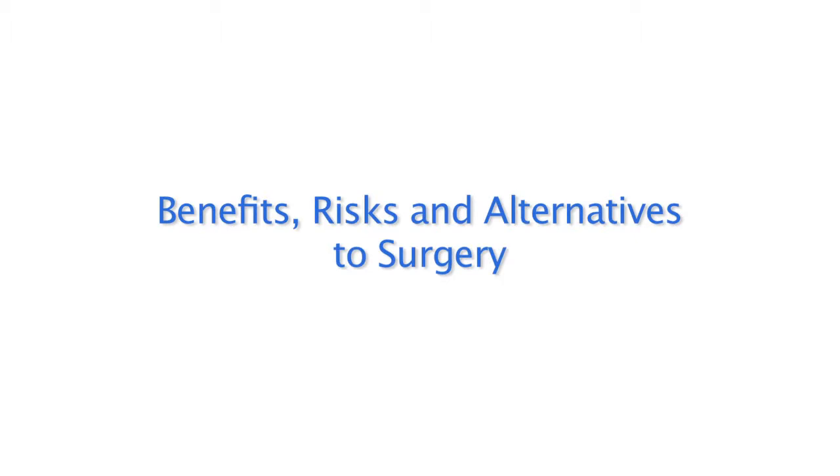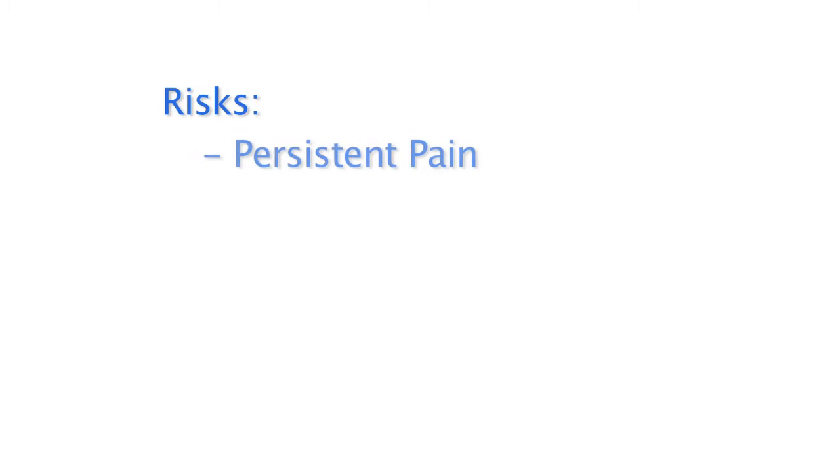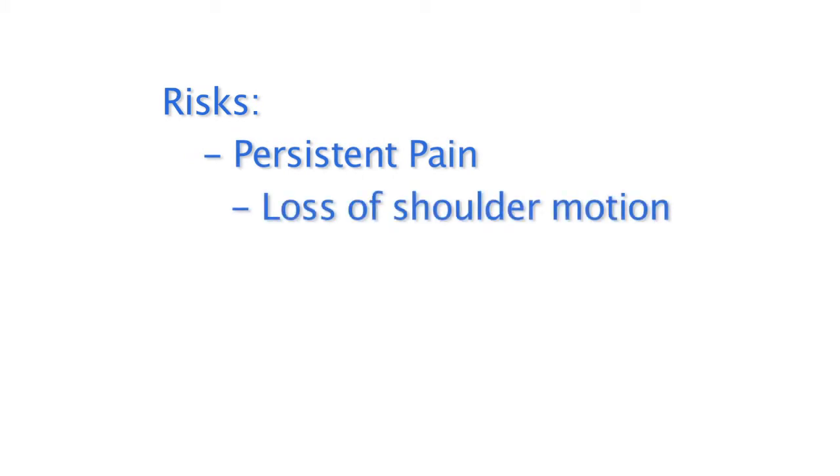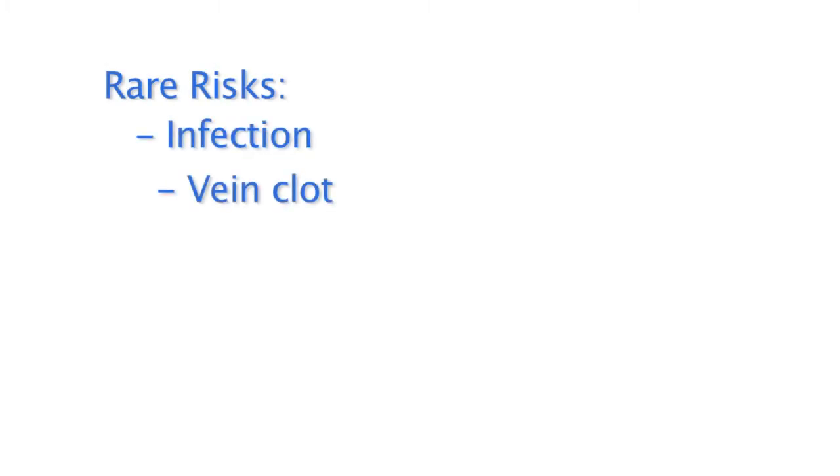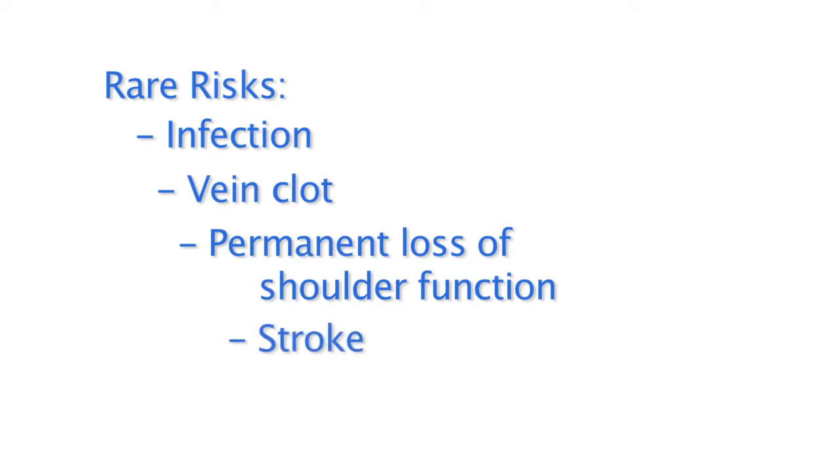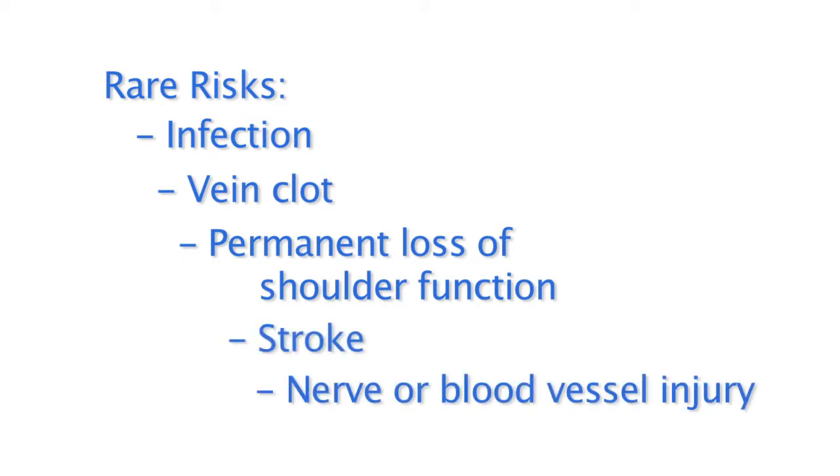In order for you to make an informed decision, you need to understand the benefits, the risks, and the alternatives to surgery. The benefit to surgery is pain relief, but in some cases, the pain will not be completely eliminated. The most common risks are persistent pain, loss of some shoulder motion, and biceps muscle deformity. Rare risks include infection, vein clot, permanent loss of shoulder function, stroke, and nerve or blood vessel injury. Alternatives to surgery include physical therapy and activity modifications. Repeat cortisone injections can be done, but after too many, the risk of tendon injury does increase.